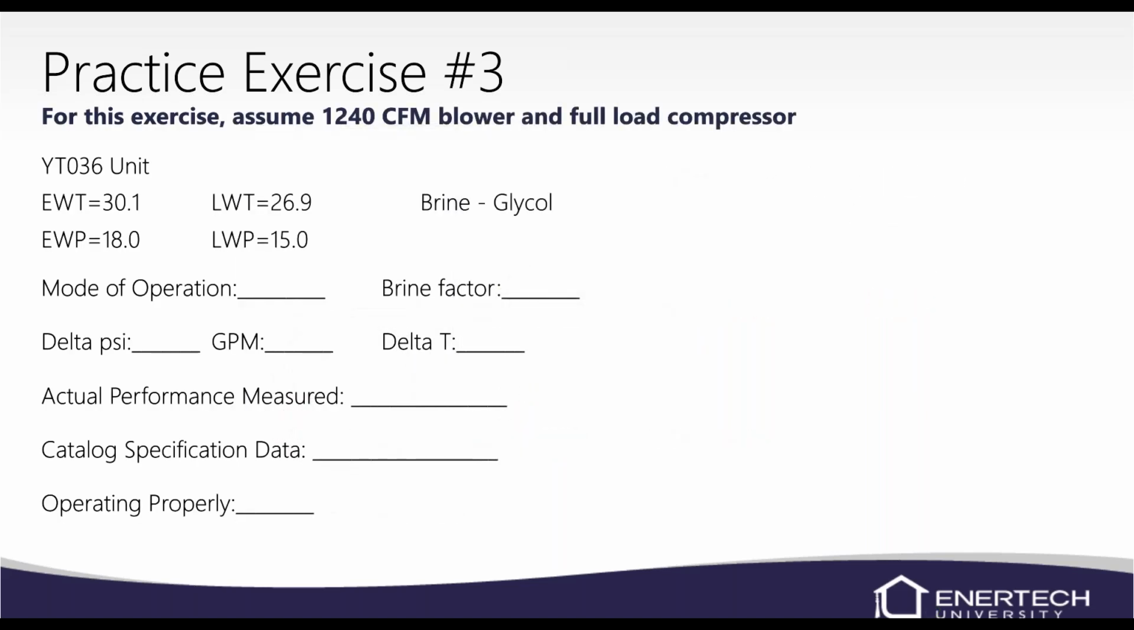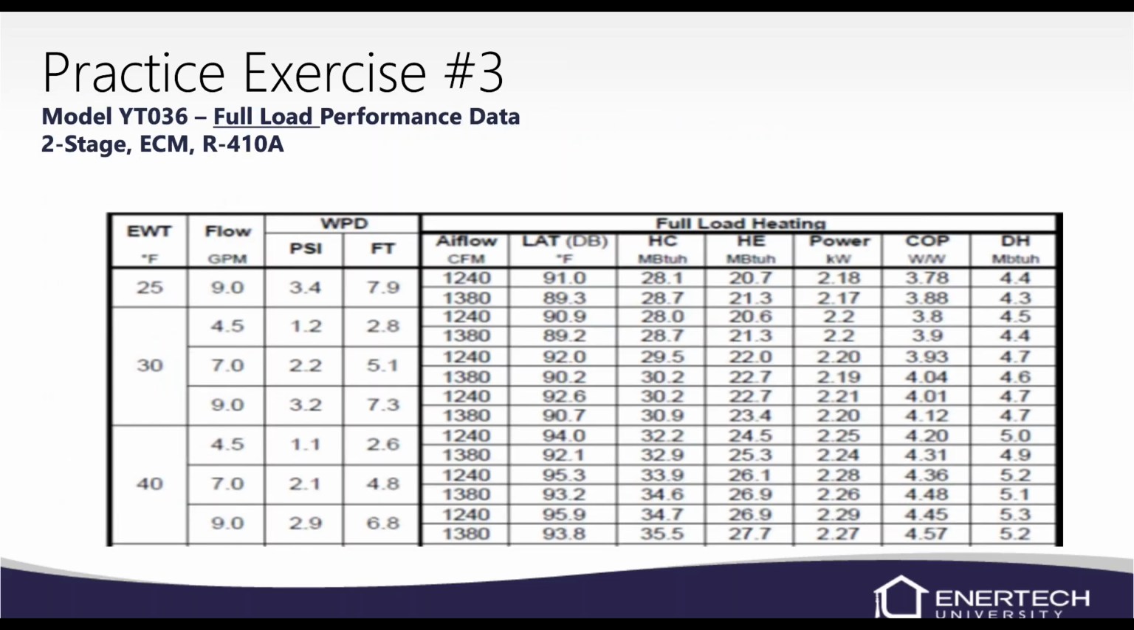So we know that we're in heating mode. Brine factor for anything with antifreeze in it is 485. We had a pressure drop of 3 and an entering water temperature of 30. So we look at the IOM, we go to 30 degree, and 3.2 is pretty close. So we're at 9 GPM.